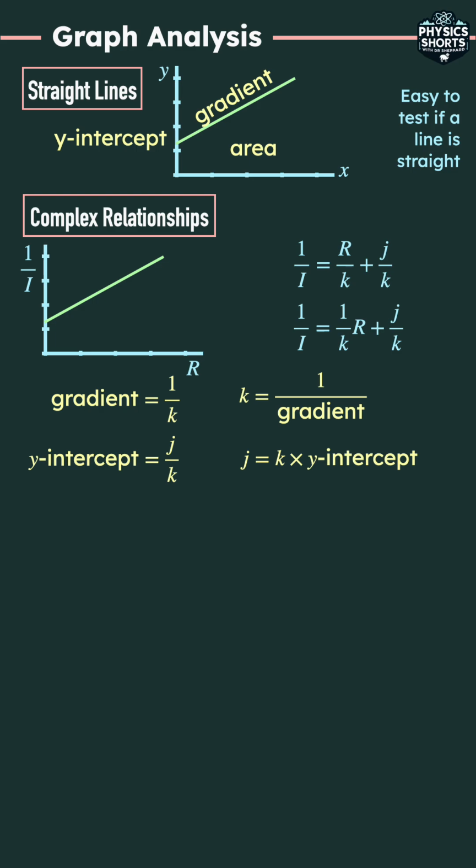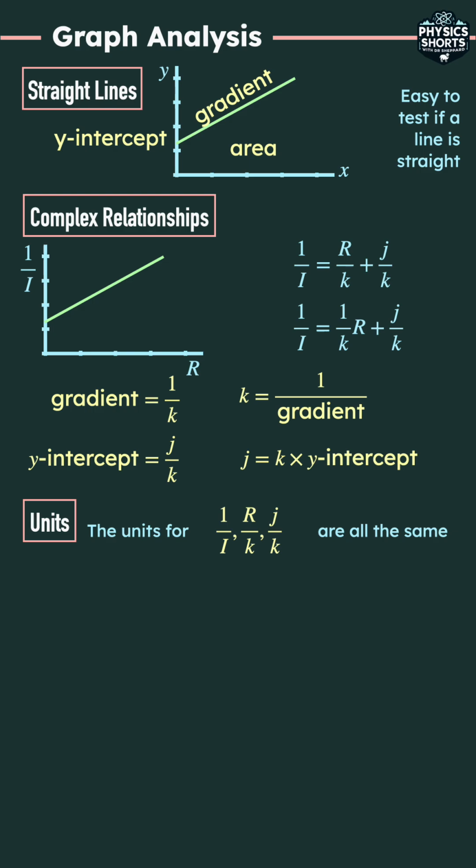For the units, well, if we're adding quantities, they have to have the same units. So 1 kilogram plus 2 kilograms is fine, but 1 amp plus 2 volts is not. So that means the units for 1 over I, r over k, and j over k are all the same based on the equation we've been given.